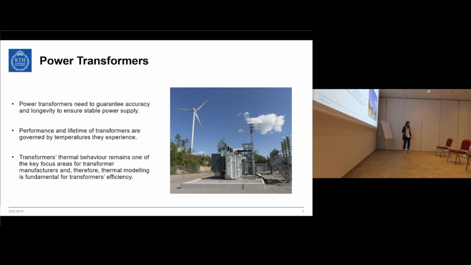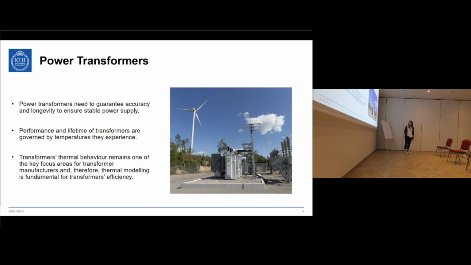They need to guarantee certain accuracy, and they need to survive and have a long lifetime, which is usually, I would say, around 30, 40 years, even though it should be even more, although with the different temperatures that they experience, that's the problem. So in fact, this is why we're focusing on this part, the temperature distribution that they experience inside. It's also affected by the outside temperatures. The thermal behavior is one of the key focus areas for manufacturers, and thermal modeling remains one of the main areas to be studied in this case.